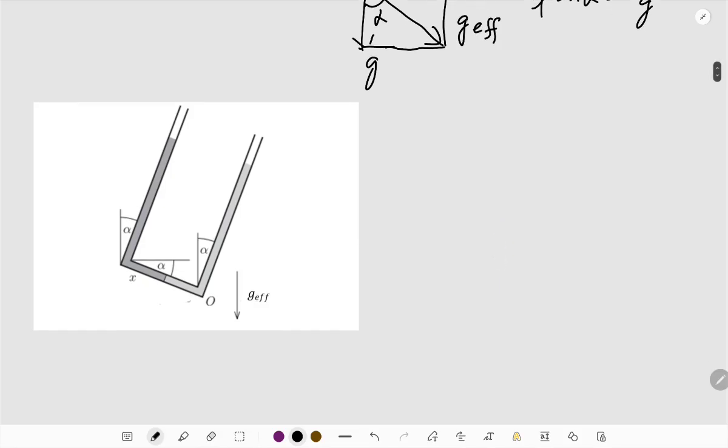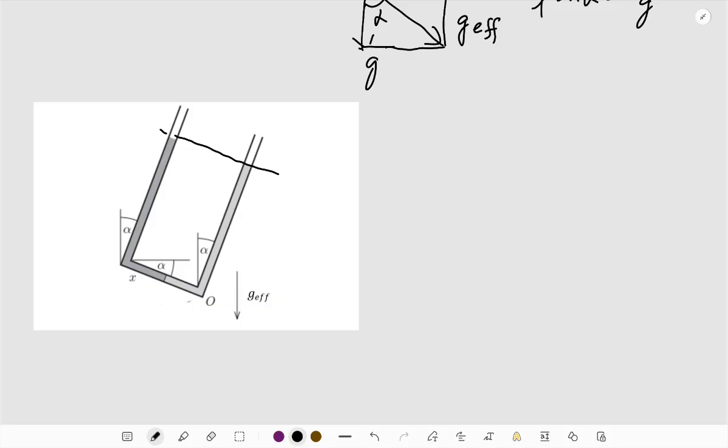And this picture says that g gravity is in this direction and everything has been rotated in anti-clockwise direction by an angle alpha. This is the similar situation. Nothing has changed. And then everything is in equilibrium for this observer because it is moving with the U tube.